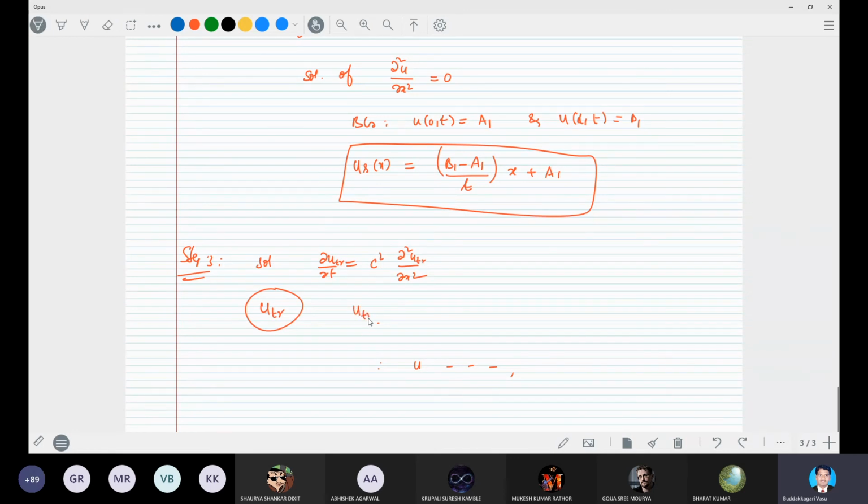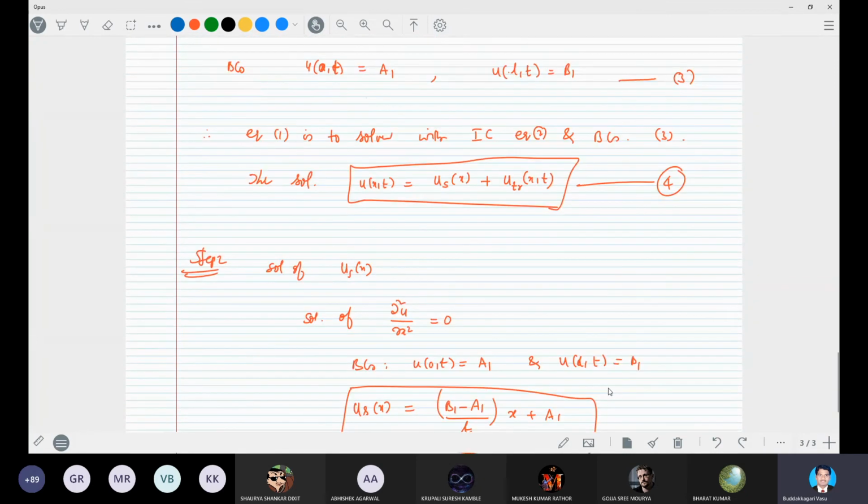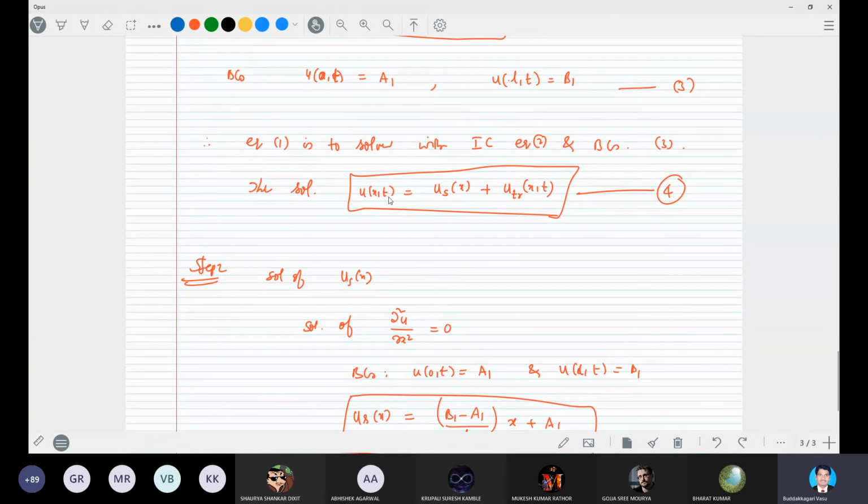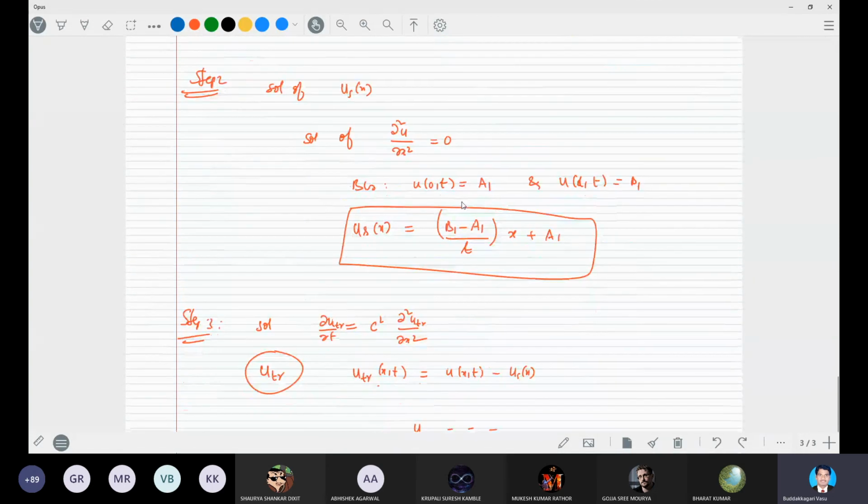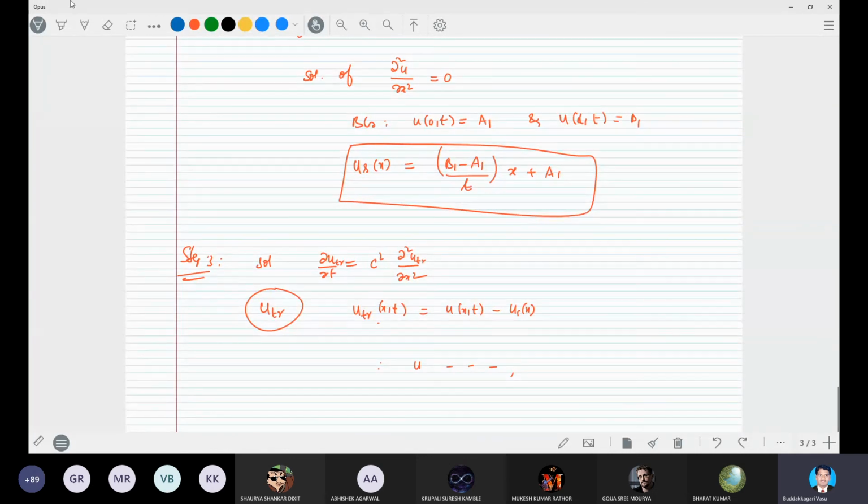Also you can write u tr(x,t), the solution, is equal to u(x,t) minus us(x), because the solution is being described as u(x,t) is equal to us(x) plus utr(x,t). This utr(x,t) is to be determined as u(x,t) minus us(x). You know the conditions, you implement them separately, and us(x) also you know the solution, you separately describe all the boundary conditions. Subject to those boundary conditions, you can solve that one. Okay, this equation is to be solved. Accordingly, you can get the solution very clearly.